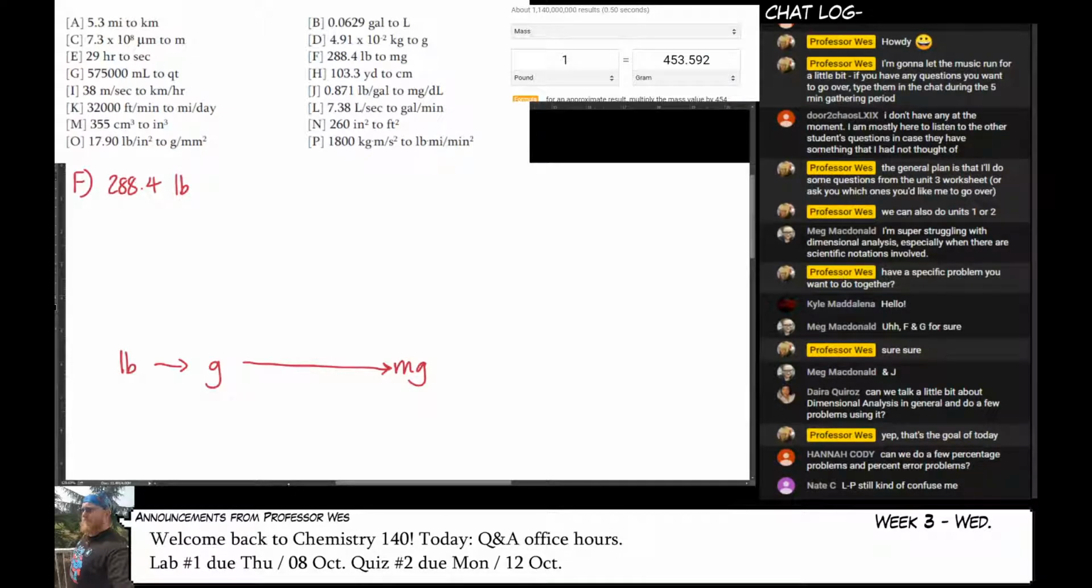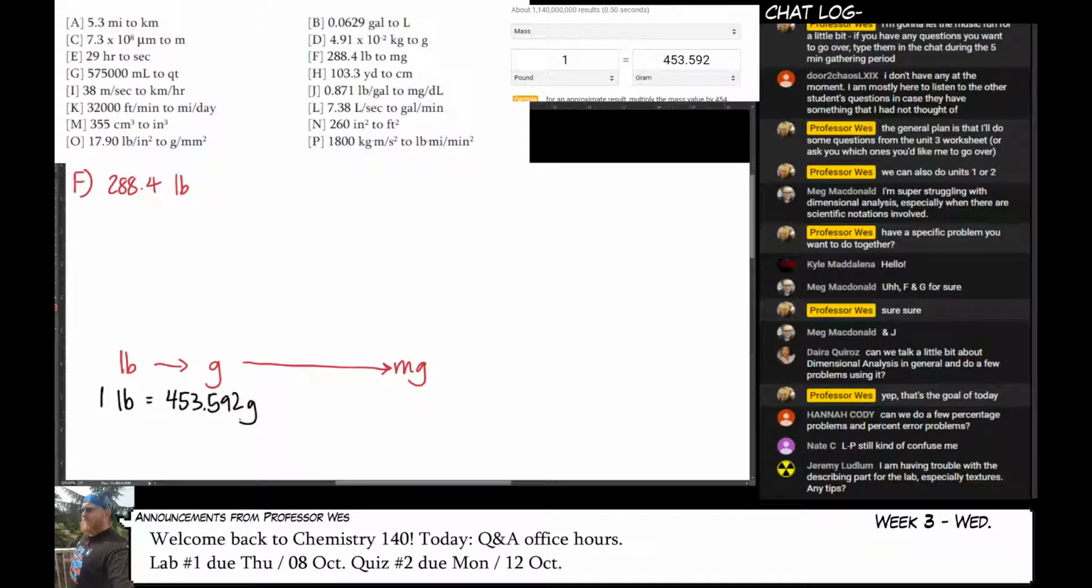Okay, so, according to Google, 1 pound is 453.592 grams. So let's write that down. That kind of looks ambiguous, so let me do it this way. Now, you don't really need this many sig figs, but that's okay.